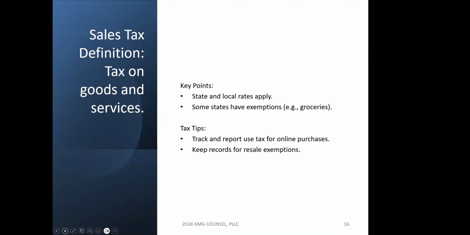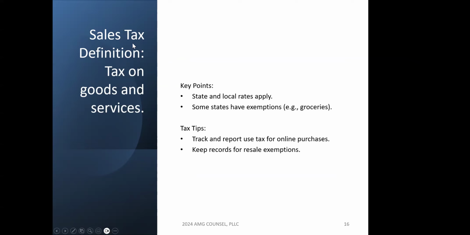Okay, so we'll talk about sales tax. I get a lot of these questions from my entrepreneurs as well. Hey, I started a business. I have my side hustle. Do I need to include sales tax in my invoices? And it depends, right? A good lawyer always says it depends.